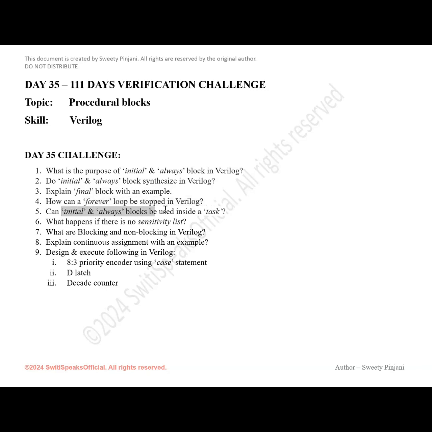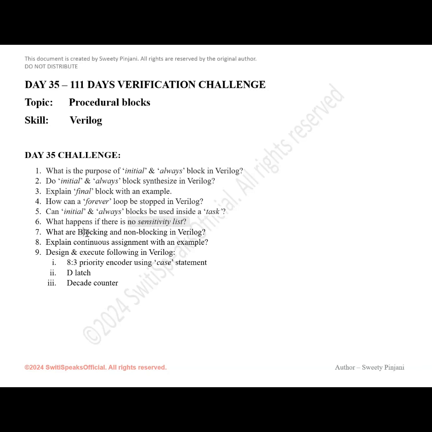Then, can initial and always blocks be used inside a task? You need to tell. Inside your always block, you have a sensitivity list. What will happen if there is no sensitivity list? Think about what will happen if you just have an always block with no sensitivity list. Think and then tell me.